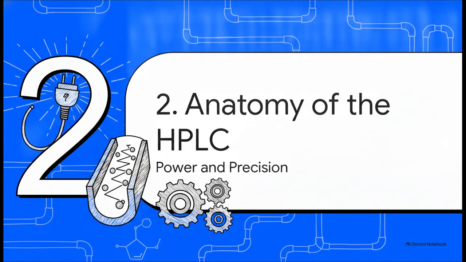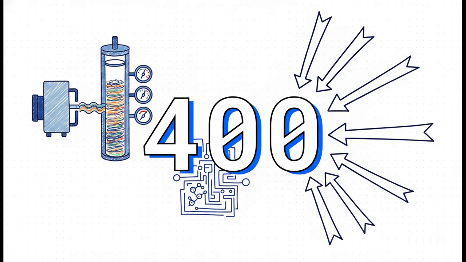Power and precision. 400. That's the amount of pressure, in bars, that a standard HPLC system operates under. That's roughly equivalent to 40 megapascals. Because we're forcing a liquid mixture through some incredibly dense materials, a high-pressure pump is absolutely essential to generate this immense driving force. We have to build a powerful racetrack before we can actually race.